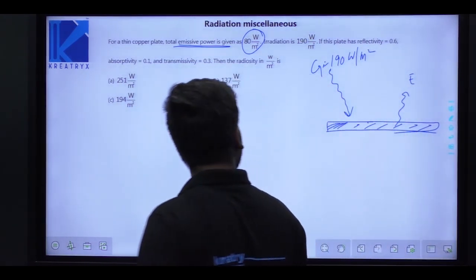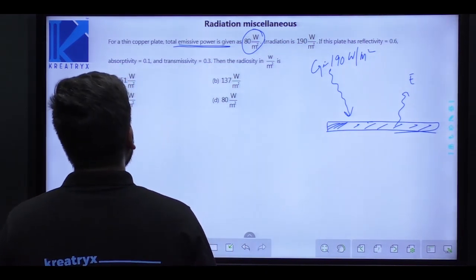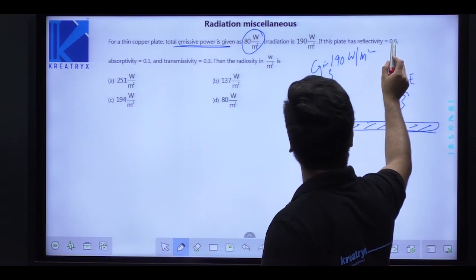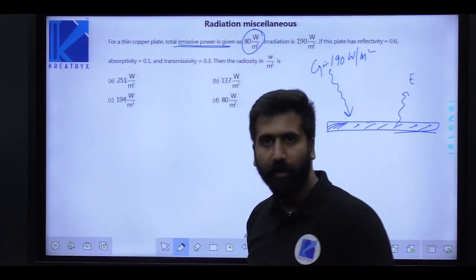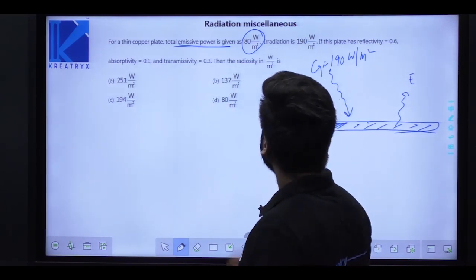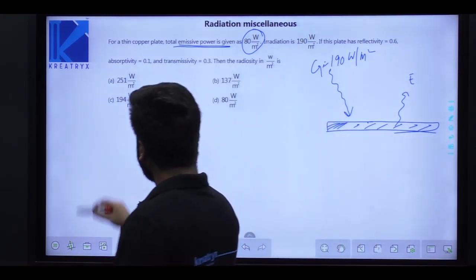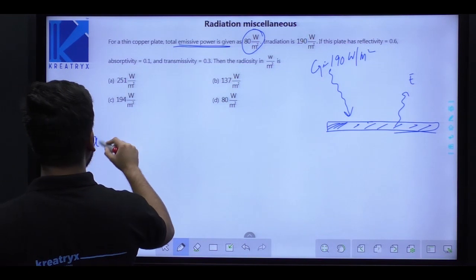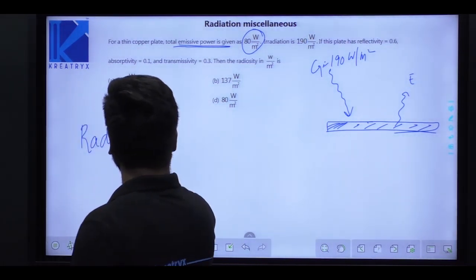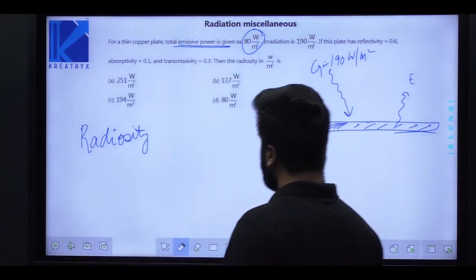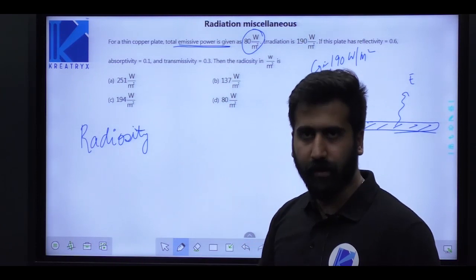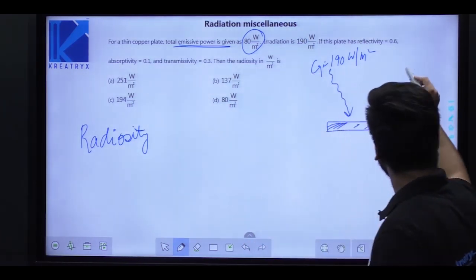If this plate has reflectivity 0.6, absorptivity 0.1, and transmissivity 0.3, that means 0.6 plus 0.1 plus 0.3 is 1. So alpha plus rho plus tau is equal to 1. Then the radiosity in watt per meter square is, you have to find. What is radiosity? Radiosity is the radiation energy which is going out of the surface. So this E is going out.